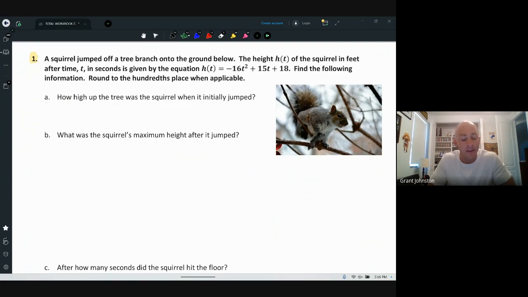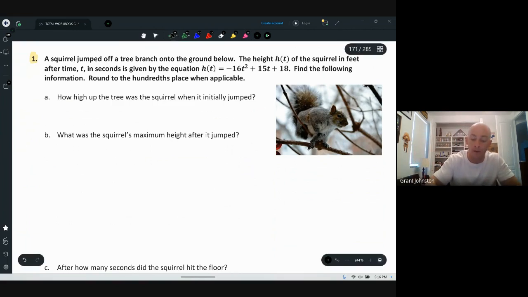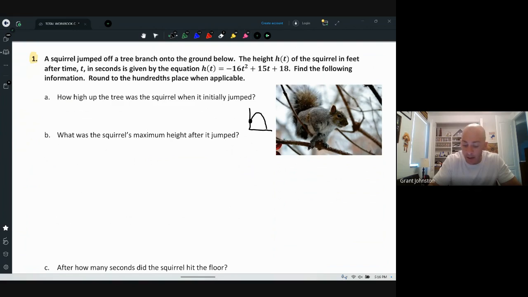Okay. So A says, how high up the tree was the squirrel when it initially jumped? So what is that referring to? It's referring to the y-intercept, right? This squirrel was on some tree up high and then jumped and got some air and then landed. The initial spot is referring to the y-intercept. And remember, when it's in standard form, the y-intercept is 18 feet. Remember, you can plug in 0, right? The y-intercept is when the x value is 0.